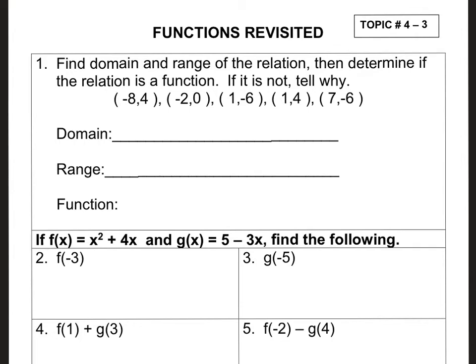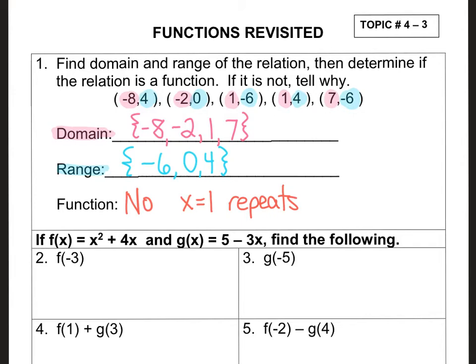So I'm going to have you work number 1, finding the domain and range of the relation, and then determining if the relation's a function. If it's not a function, tell me what specifically made it not a function. So go ahead and pause this video, write your domain and range, decide if it's a function or not, and when you're ready, hit play and check your answer with mine.